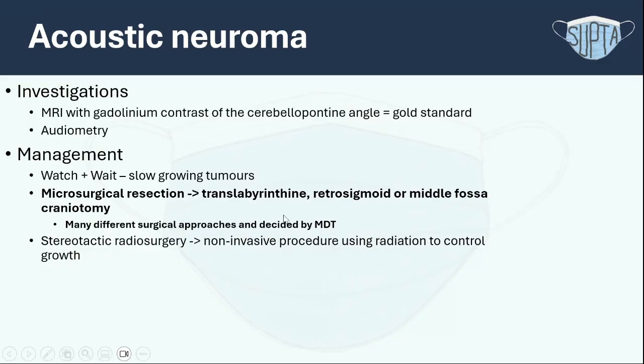So translabyrinthine, retrosigmoid, or middle fossa craniotomy. However, the different surgical approaches are always decided by an MDT, and there are a lot of different factors which come into making a particular decision, particularly as some approaches mean that you can conserve hearing, while some approaches mean that the hearing in that ear will be lost completely as just a standard complication of that surgery. And then stereotactic radiosurgery is a non-invasive procedure which uses radiation to try and control that growth.